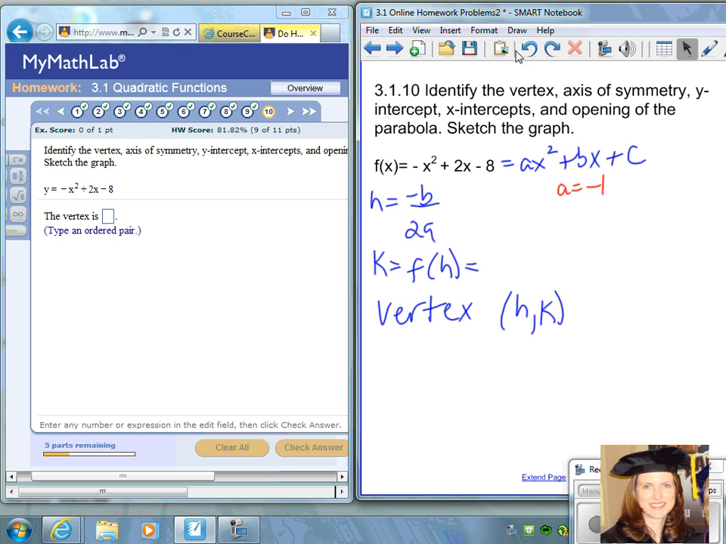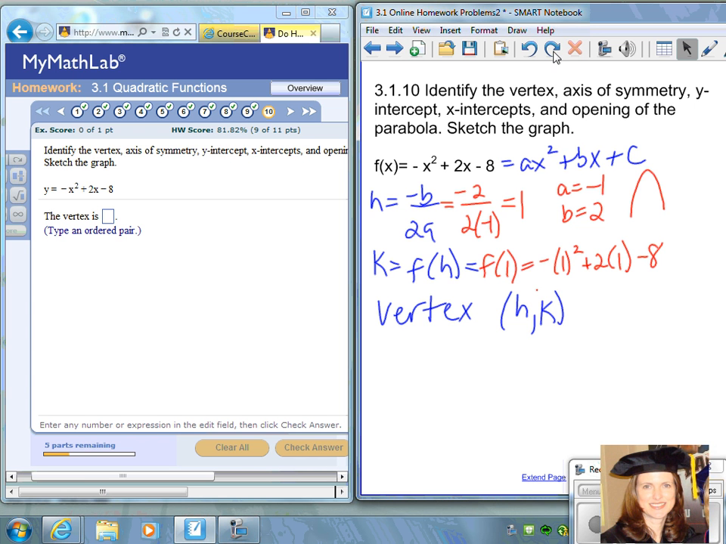With the problem set up in this way, we can recognize that a is -1. Because a is a negative number, we know it's a parabola that's going to open down, and b is equal to +2. So when we substitute those into h, which is -b, or the opposite of 2, all over 2a, 2 times -1, we get +1.